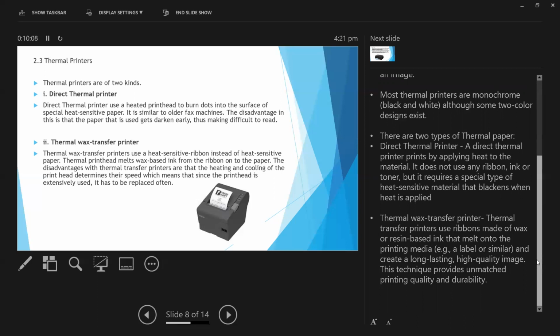Now, thermal wax transfer printers use a heat-sensitive ribbon instead of heat-sensitive paper. It melts wax-based ink from the ribbon onto the paper. The disadvantage with thermal transfer printers is that the heating and the cooling of the print head determines their speed, which means that since the print head is extensively used, it has to be replaced more often.